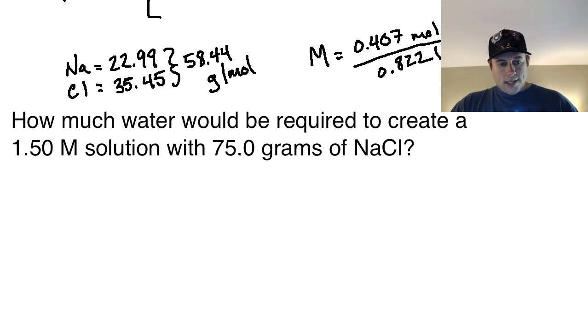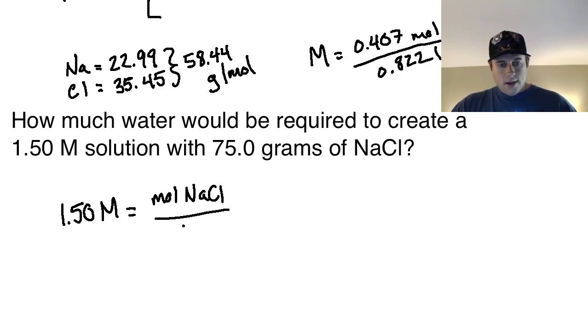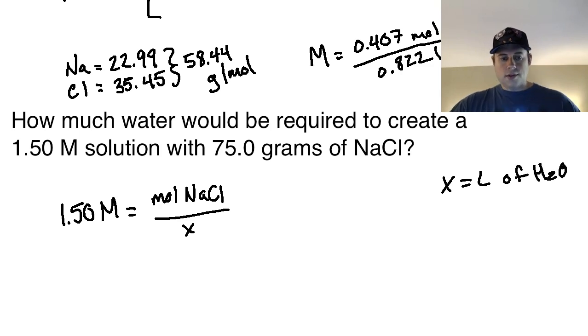So what I would do is say, all right, 1.50 is the target that I'm shooting for. And what I can find is the moles of NaCl here, and down here, this is what I need to solve for. The X, we're going to just keep X there. X is going to be the liters of H2O if I can solve through this problem.